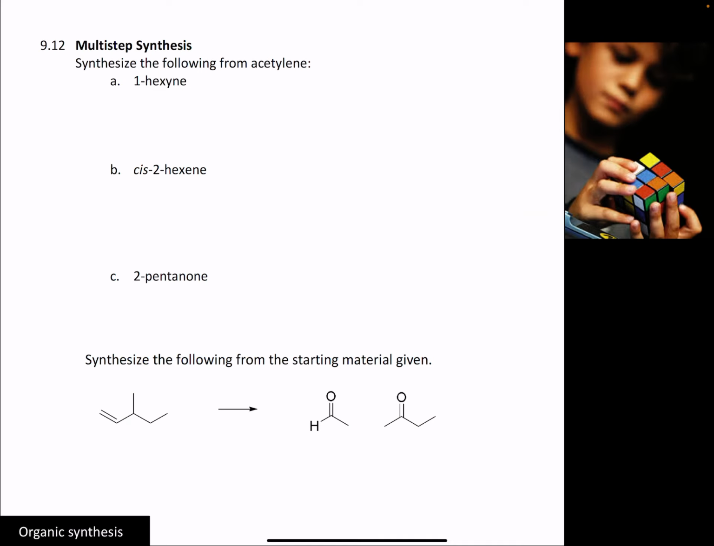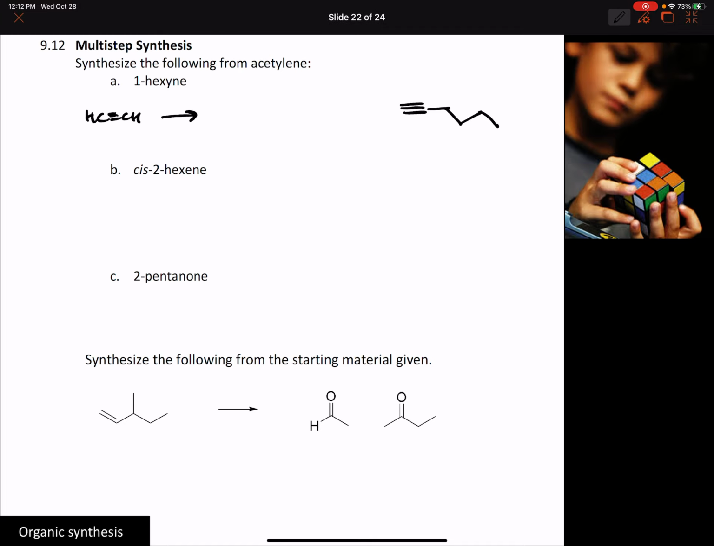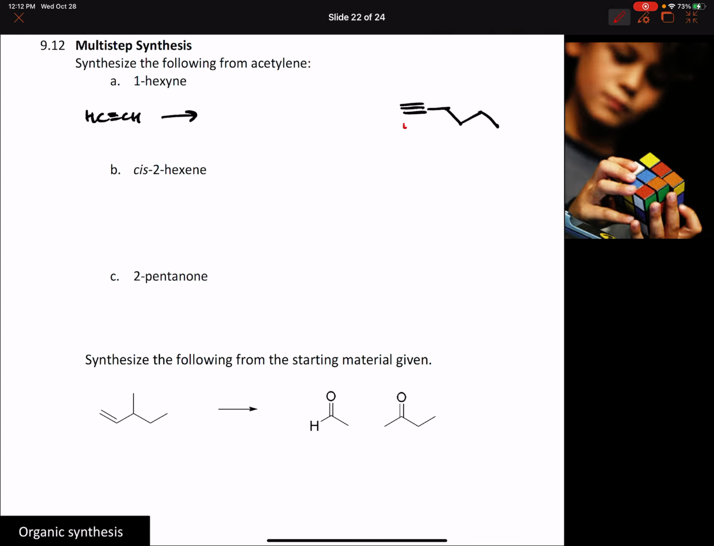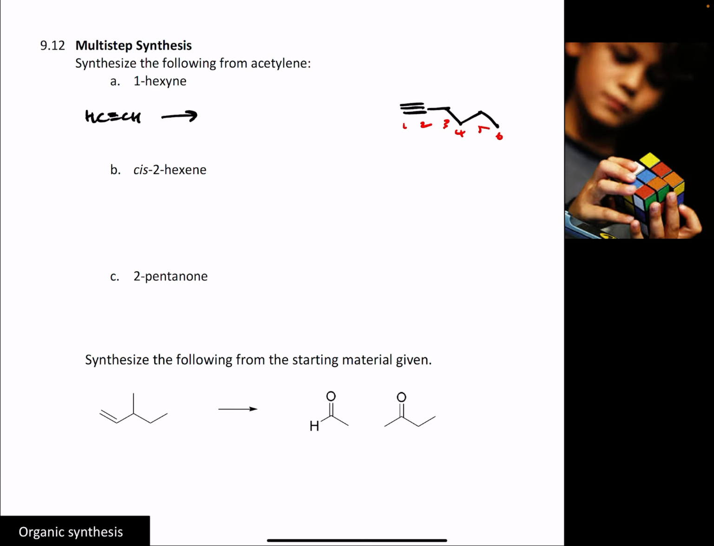So the way I would like you to draw this would be start with acetylene and then draw arrows, write reaction conditions as you go. So let's think about this. Let's draw 1-hexyne. So hexyne means 6 carbons. 1, 2, 3, 4, 5, 6. All right, so this is easy because what are we doing? We need to add 4 carbons to this.